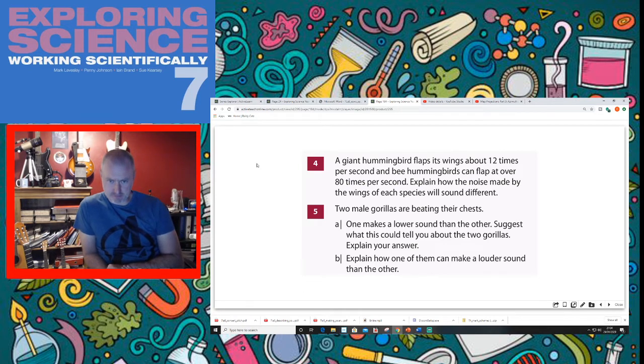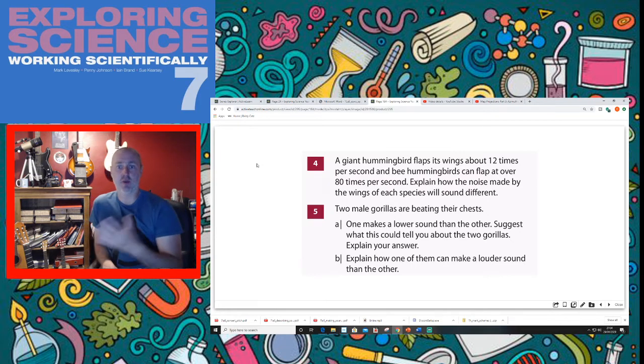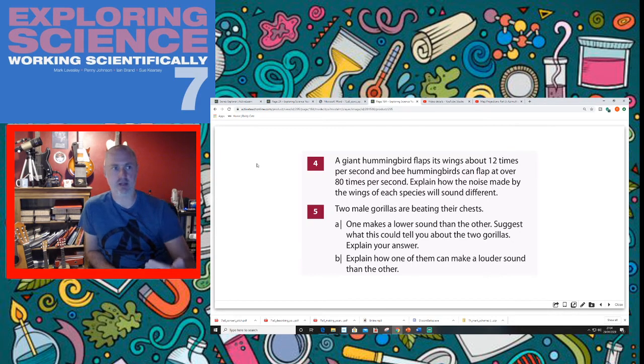Question B. How can one of them make a louder sound than the other? Well, this is irrelevant to the pitch. You can have a high pitch that's quiet or a high pitch that's loud, and vice versa. So how can one of them make a louder sound? They can hit themselves harder. That would be the answer. You hit yourself harder, that will make you louder.